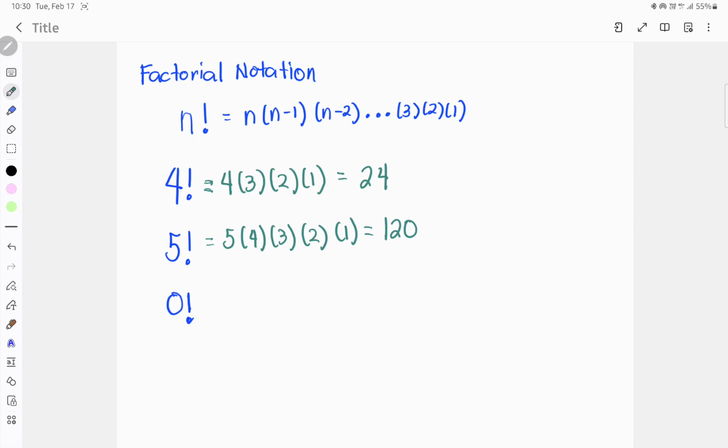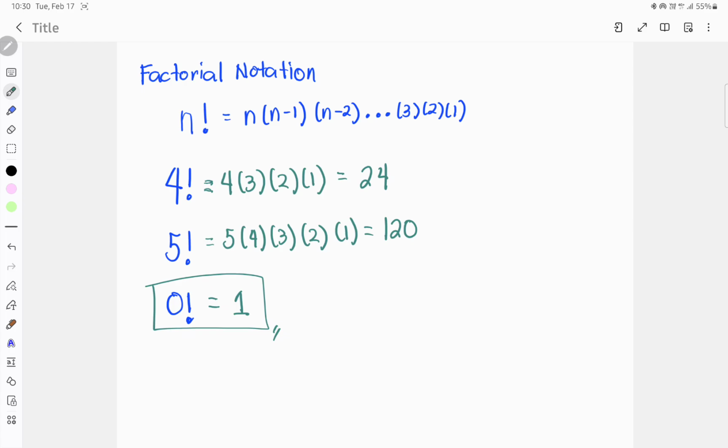So here's the challenge. How about if you have 0 factorial? 0 factorial means 1. And that is now a rule. If I'm going to explain it here, it would be long. However, that's a principle, or a law, that 0 factorial means 1. Okay?